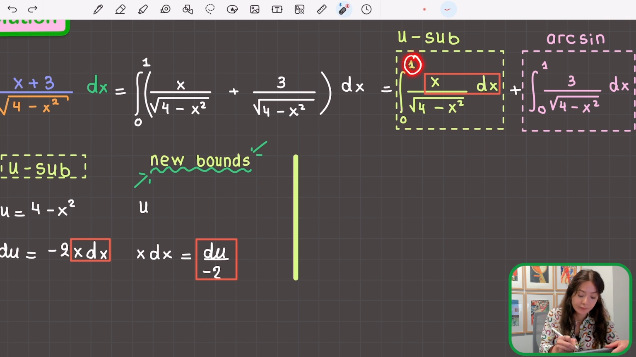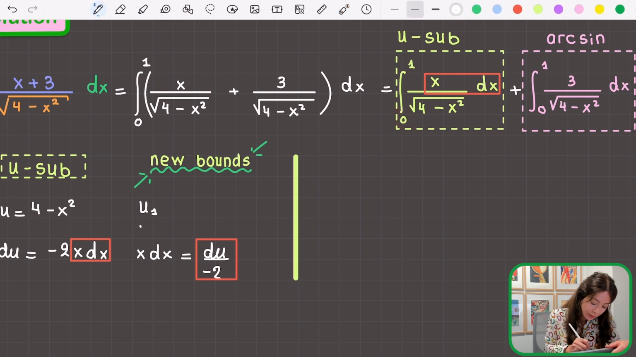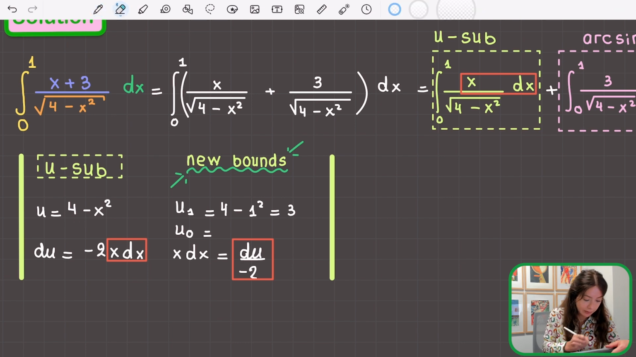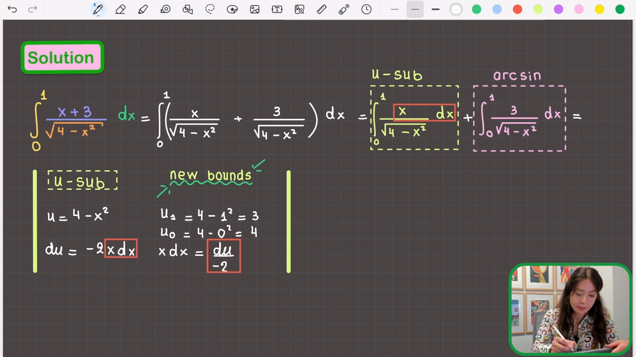So here I'm going to do u. I like to do the upper bound first, the lower bound second, and I like to put the original bounds as a subscript for u. The relationship between u and x is given to you by this expression. So 4 minus, instead of x, you put 1 in this case, 1 squared, and that's 3. For the lower bound, you put 0 squared, and that's 4. I have completed my u substitution.